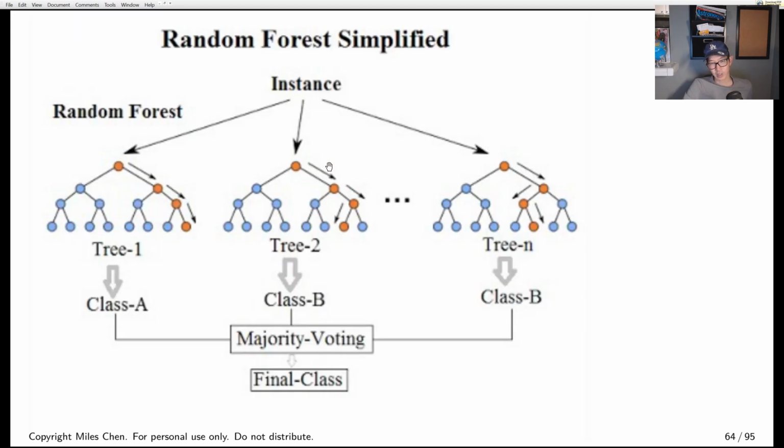So this is taken from Wikipedia. You have your instance and you run it through each of these different trees. Each tree predicts some number or a certain class. Here this is a classification tree, where tree 1 predicts class A, tree 2 predicts class B, and tree N predicts class B, but it works just as fine for regression trees. Tree 1 predicts 35, tree 2 predicts 42, and tree N predicts 27, and then you take the average or you do majority voting there.